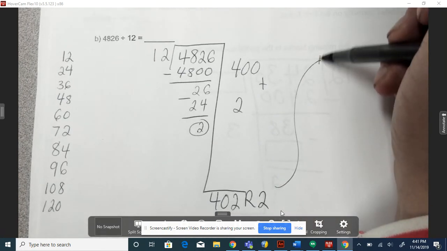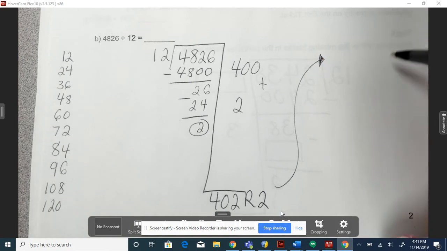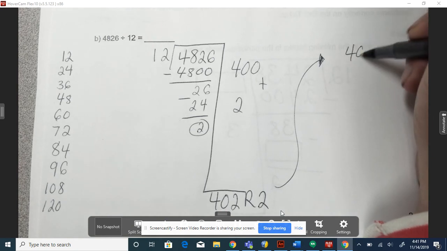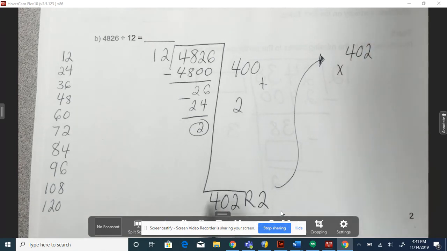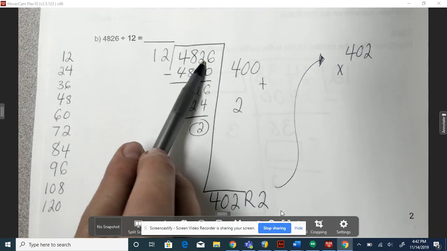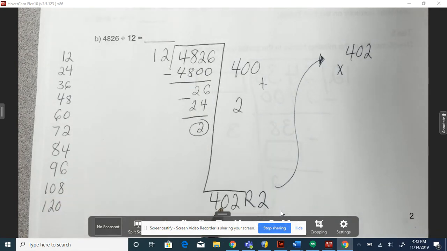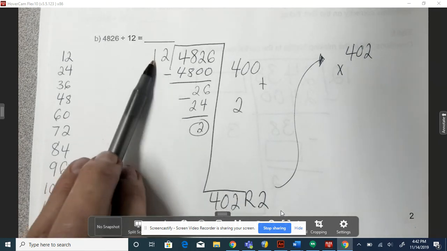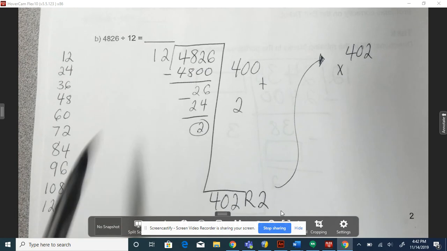You don't have to draw the arrow if you don't want to, but we're going to show our work over here. So we have 402. I'm going to take the quotient, and instead we're going to do the opposite of what we did here. We had originally divided 4,826 by 12 to get our quotient. Now we're going to do the opposite and multiply our quotient by 12 to see if we get the same number we started with.